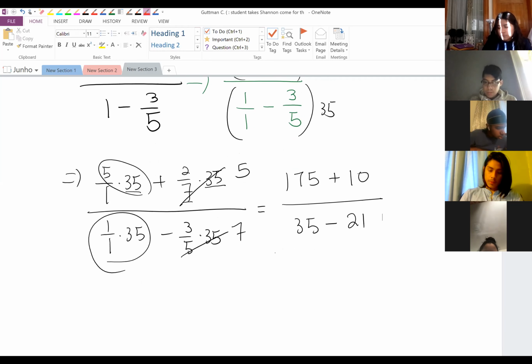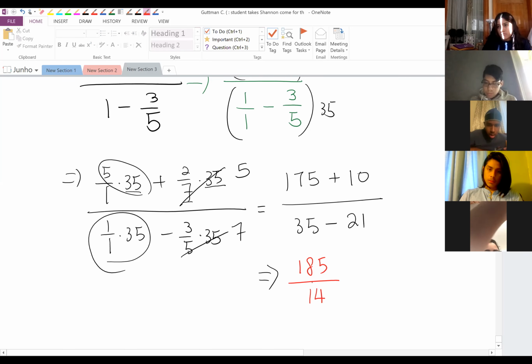Okay, then 175 plus 10 becomes 185. 185 over 14. It's negative 14, right? It's 14, because 35 is bigger than 21, so 14. Then now, can you find a common factor between 185 and 14?